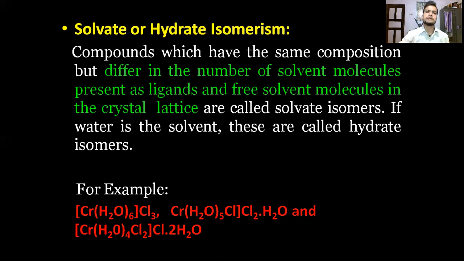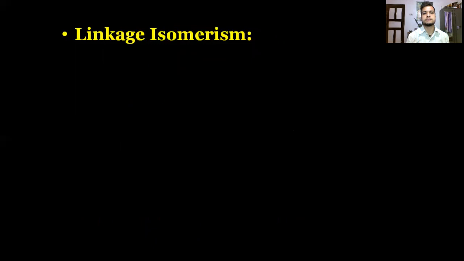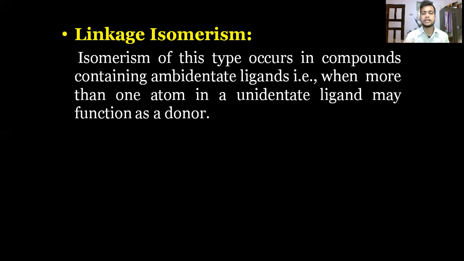Coming to the next, that is linkage isomerism. So what is linkage isomerism? By the name itself, link, bond. Remember that if anyone asks you what is linkage isomerism, the first thing which should strike you is ambidentate ligand. In our previous video, we discussed what ambidentate ligands are. Ambidentate ligands are nothing but unidentate ligands which have more than one donating site, or there is more than one atom which can act as a donor. So this kind of linkage isomerism can occur in those molecules where there are ambidentate ligands.